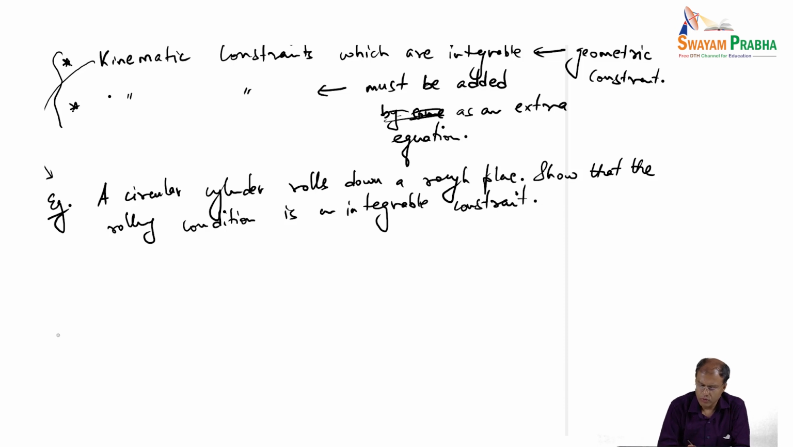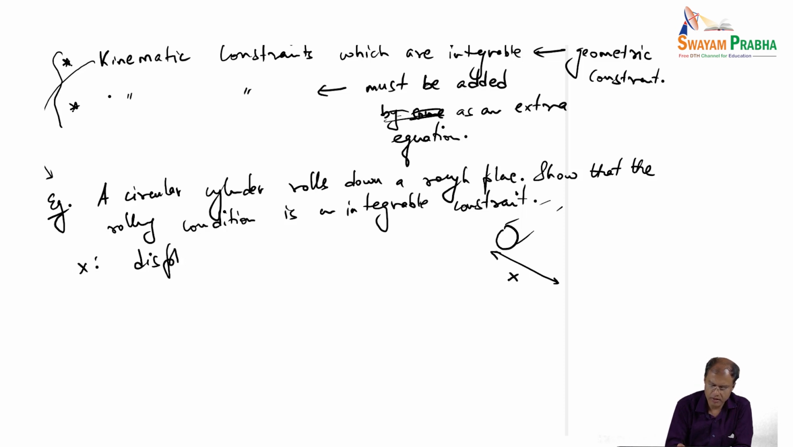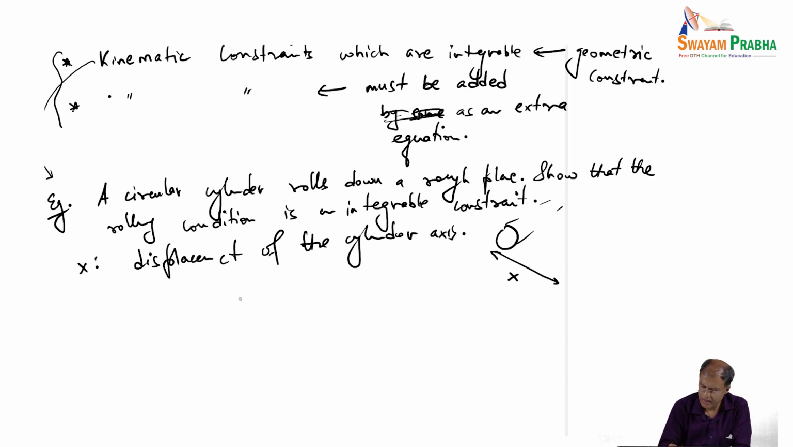Okay, so the moment we are saying a cylinder is rolling down, let us say this is a cylinder which is rolling down a plane. Let us say that the displacement of the cylinder axis is x, x being the displacement of the axis. Then let us say we have theta being the rotation angle. So the cylinder is being rotated by an angle theta.